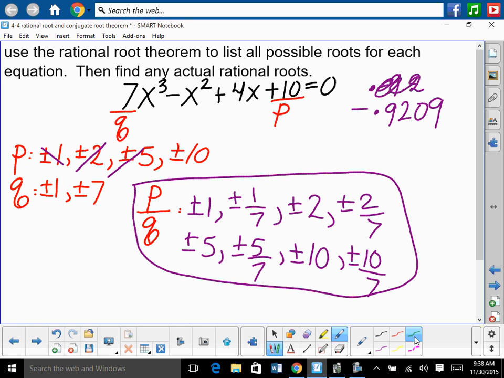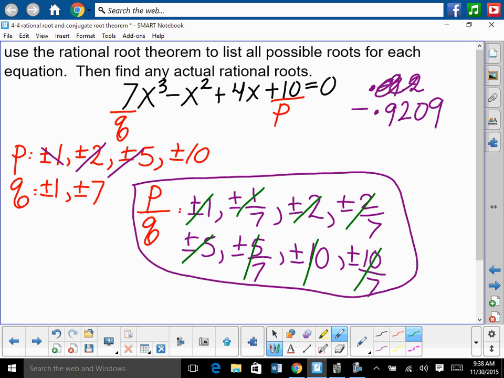That's not 1, obviously. 1/7. 1 divided by 7 is 0.14. So it's not that one. 2, it's not for sure. 2 divided by 7. I'm doing it in my calculator. 0.285. Definitely not that. 5, no. 5 divided by 7 is 0.714. So it's not that one. 10, no. And then 10 divided by 7 is 1.4. So it wasn't any of these, right?